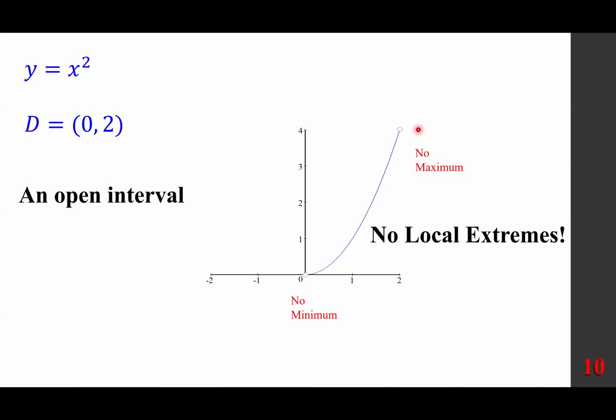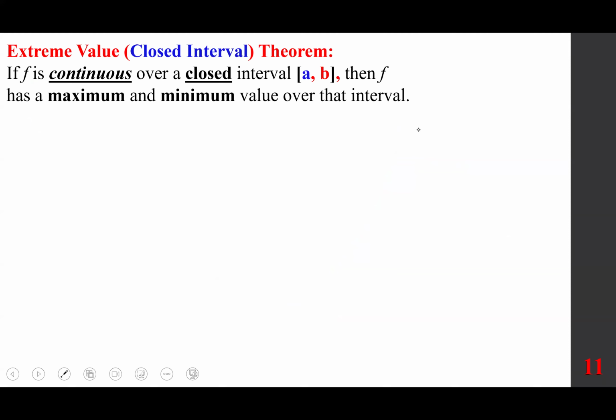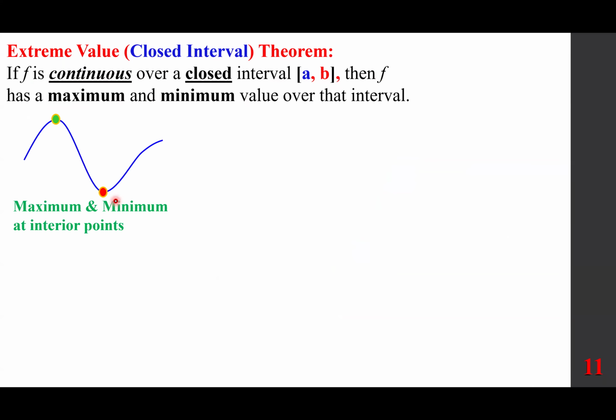In essence, it gives rise to the extreme value theorem, also known as the closed interval theorem, which says if f is continuous over a closed interval of a to b, then f has a maximum and minimum value over that interval. So take a look. An absolute max, absolute min. Maximum and minimum at interior points.